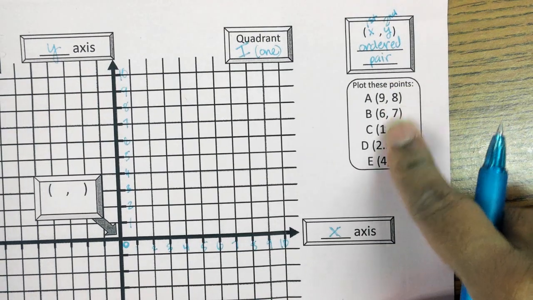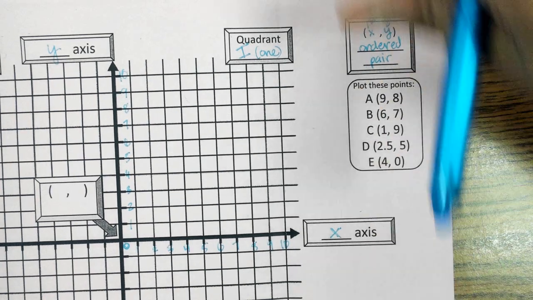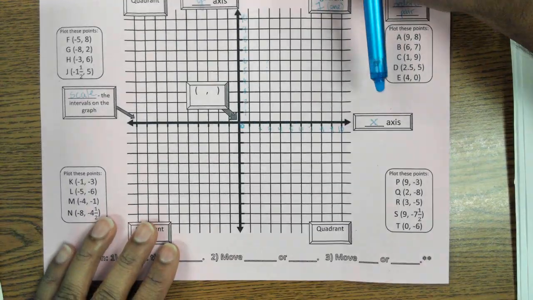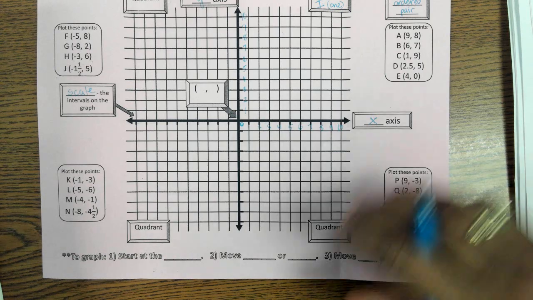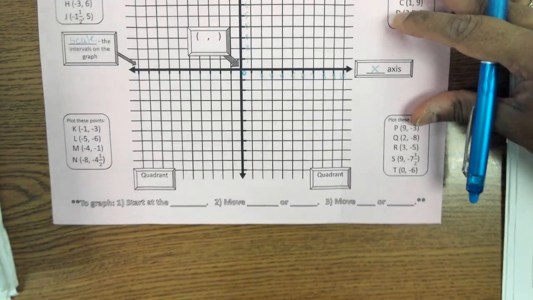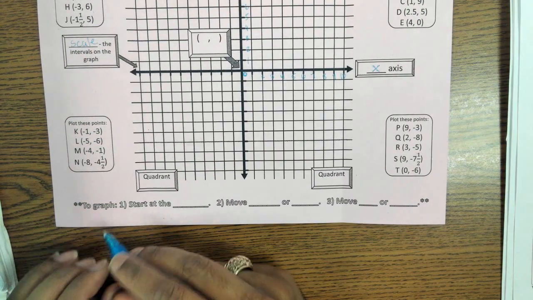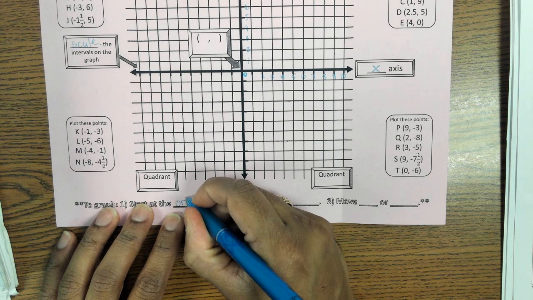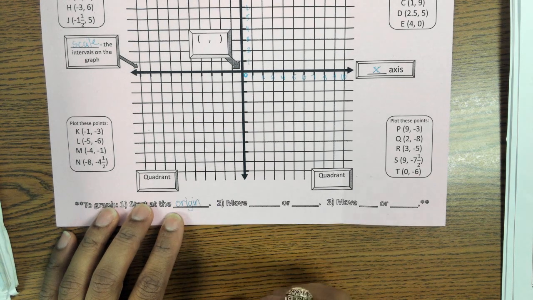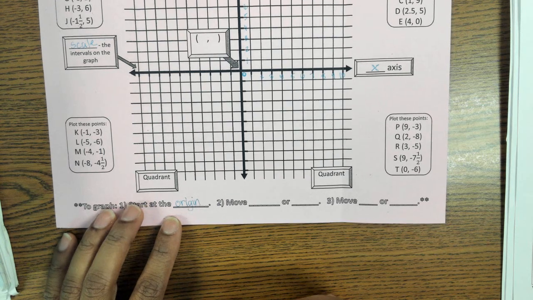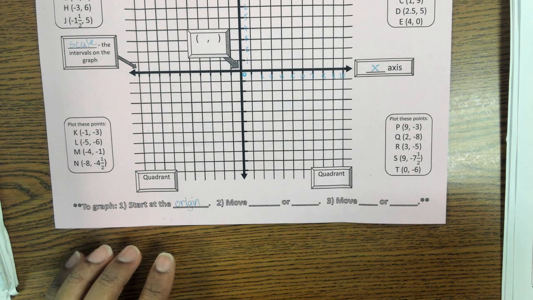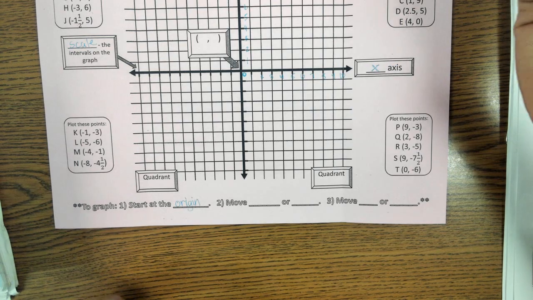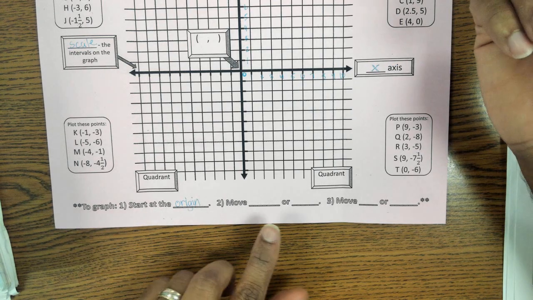Now, we have these ordered pairs. This is plot these points. If you look at the very bottom, it gives us kind of a three-step process to sort of solve or know how to graph. It says to graph, first thing we do is we start at the origin. I'll talk about what the origin is and where that is on our graph. Some of you already know. But we'll start at the origin.